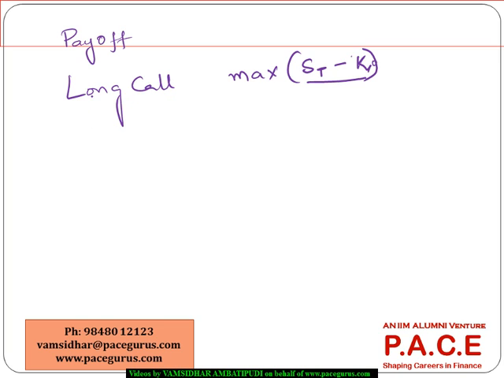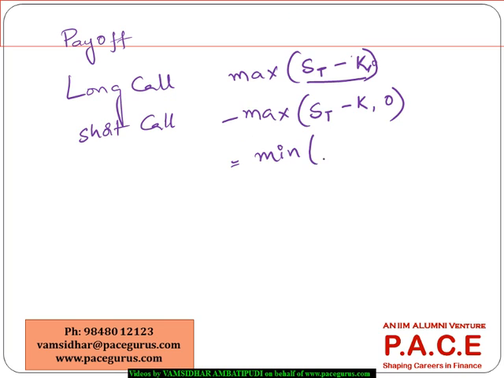And whatever is the payoff of the long call, the payoff for the short call is exactly the opposite. So that's where I write it as minus maximum of the stock price minus the strike price, comma 0. Otherwise this can be written as minimum of strike price minus the stock price, comma 0. So this could be the payoff for a short call option.